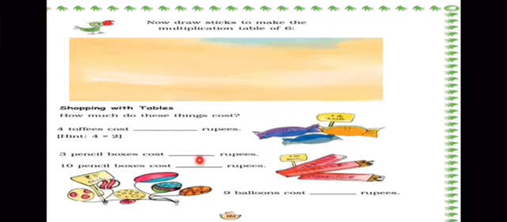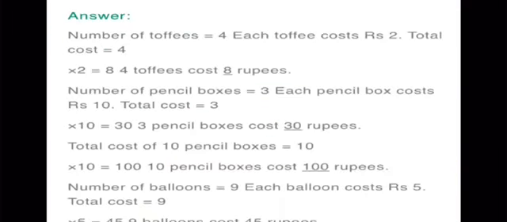So 30 rupees. Now 10 pencil boxes cost how much? So if 3 pencil boxes are costing 30 rupees, so 10 pencil boxes will cost 10 multiplied by 10, which is 100 rupees. So you will write 100 over here. 9 balloons cost how many rupees? So you can see over here 5 rupees each is given. So 9 5s are 45. So 45 rupees is the answer. So start writing the answers in your textbook.